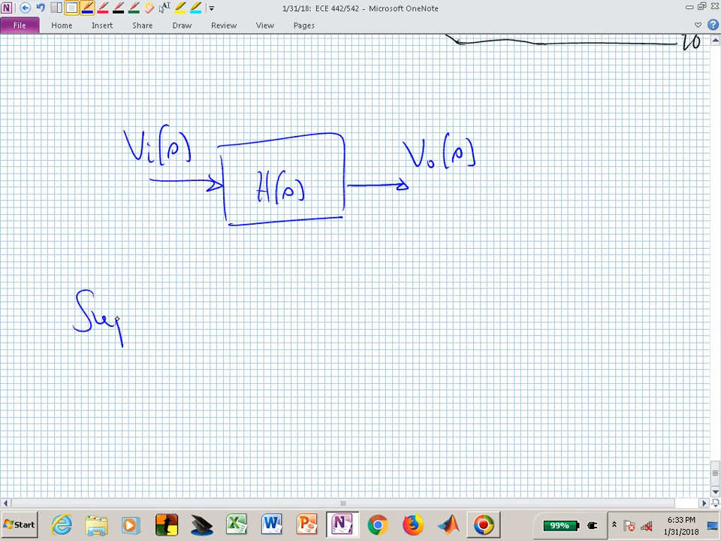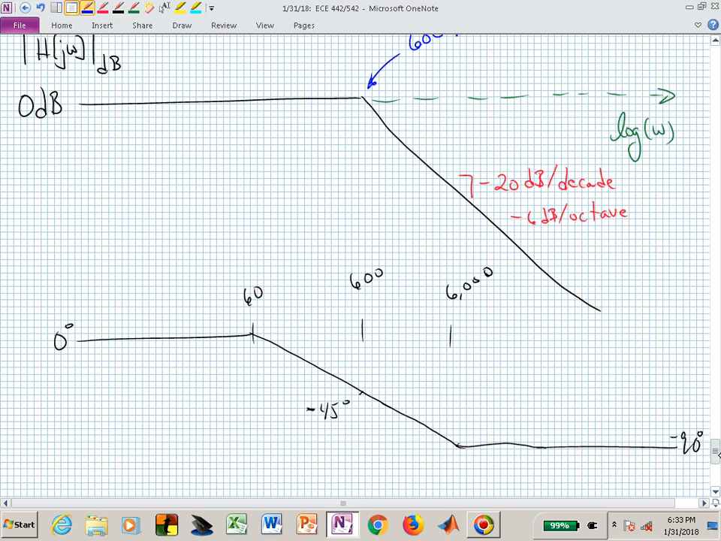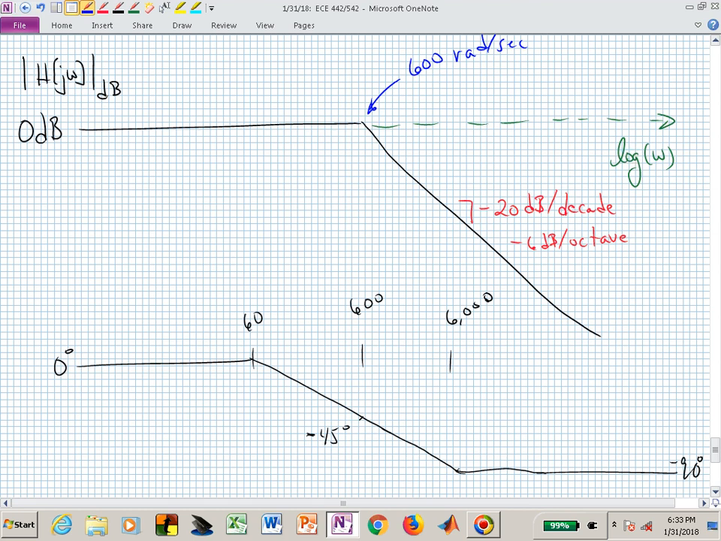Suppose now that the input in the time domain is 2 cosine 500t. We now apply this input to our low-pass filter that has a cutoff frequency of about 100 hertz. What's the output going to look like? And I'm going to tell you that you have the answer staring you in the face with the Bode plot.